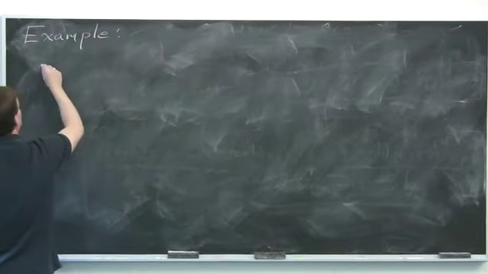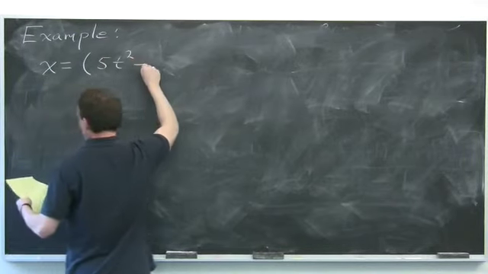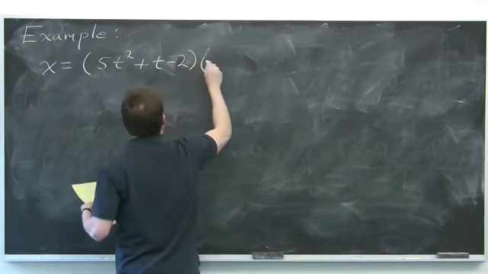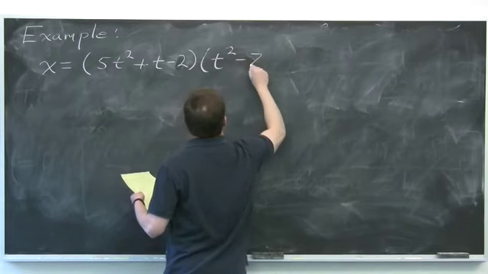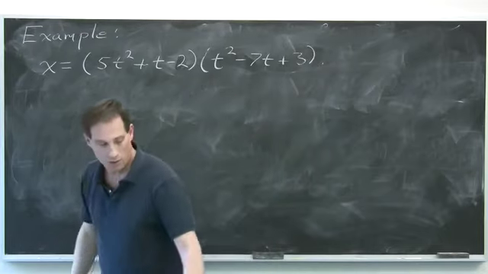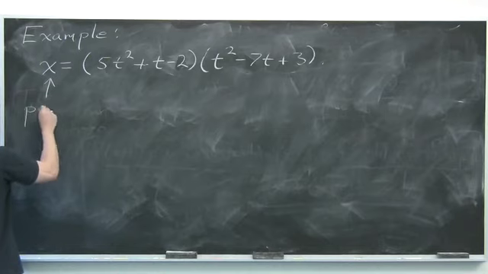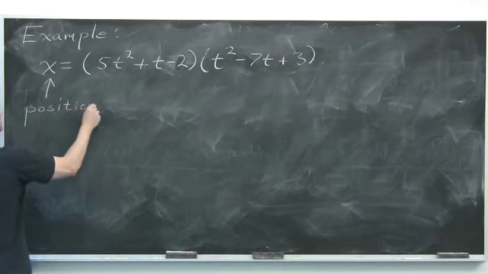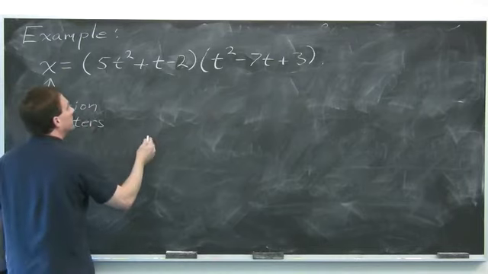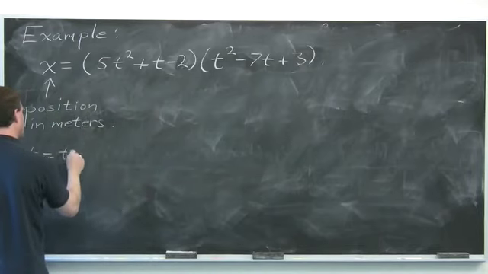Let's calculate, so suppose x is 5t squared plus t minus 2 times t squared minus 7t plus 3. To put this in physical terms, x might be the position of an object in meters. And t is the time in seconds.